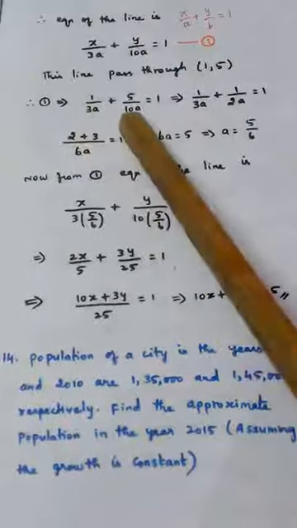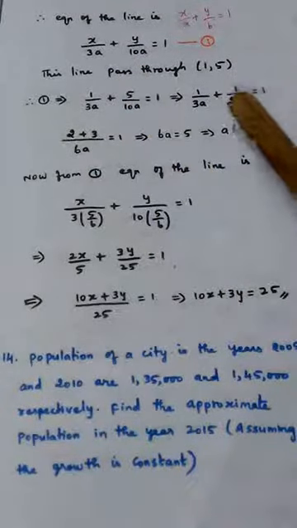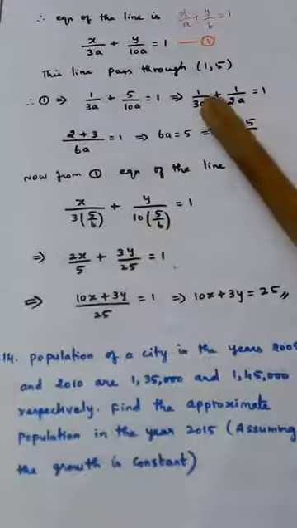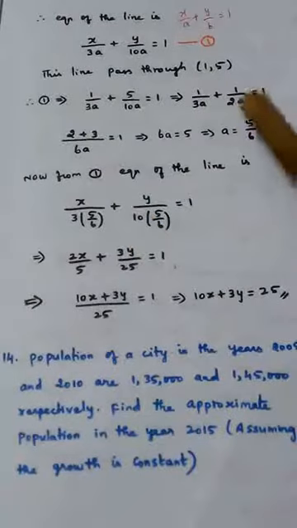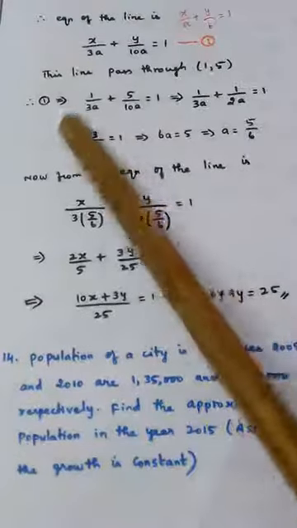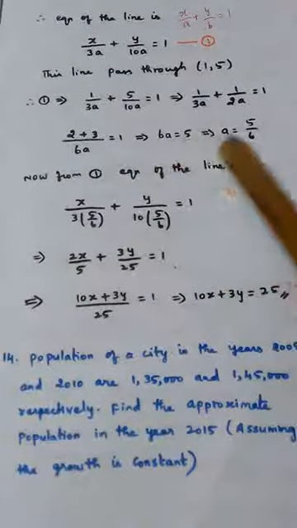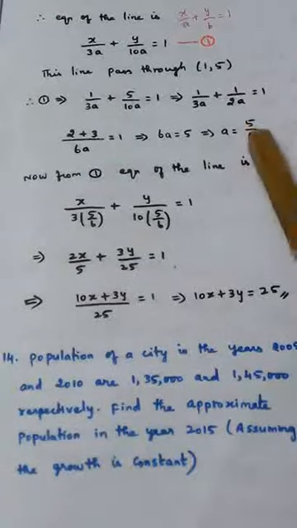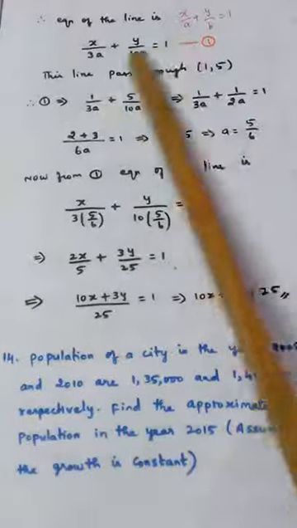You will get this. 5 and 10 get cancelled, becomes 1 by 2. The LCM for 3a and 2a is 6a, so this will be multiplied by 2, numerator becomes 2. This is multiplied by 3, numerator becomes 3. So 2 plus 3, 5. Cross multiplying, 6a is equal to 5. The a value we are getting is 5 by 6. Since we know the a value, we can substitute it in these two places, and we will get the equation of the straight line.